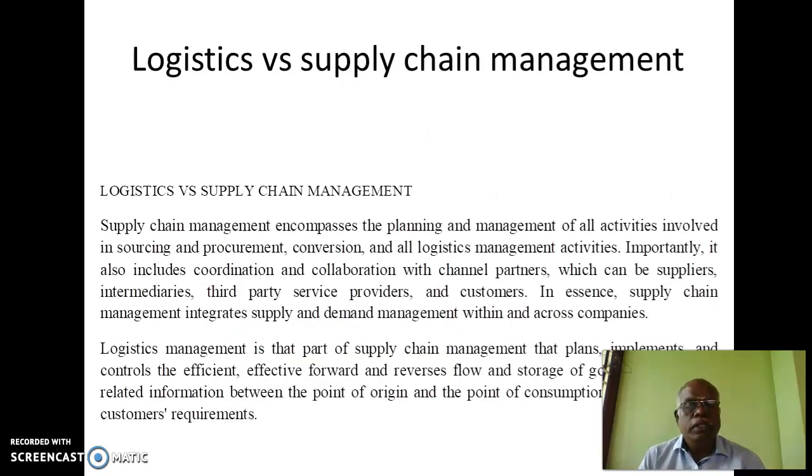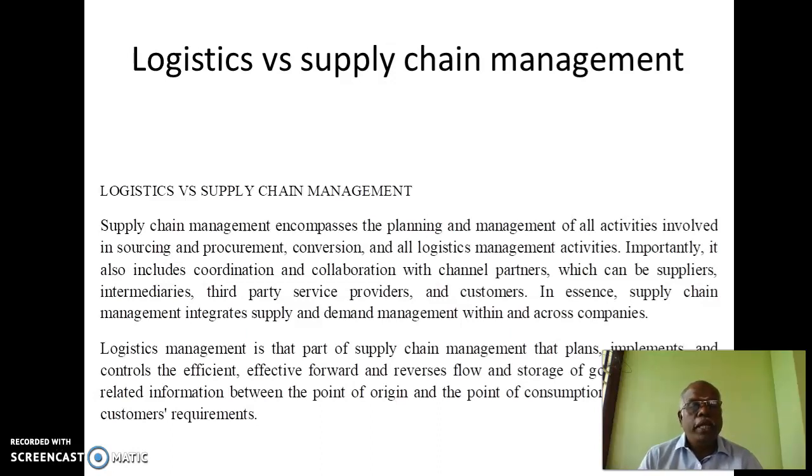Next, we are going to discuss a very important point. What is the difference between logistics and supply chain management? Many times people use these words interchangeably, but there is a difference between logistics and supply chain management. Supply chain management encompasses the planning and management of all activities involved in sourcing and procurement, conversion, and all logistics management activities.